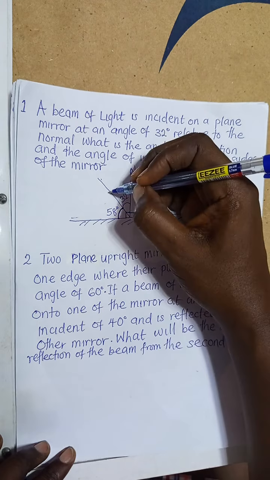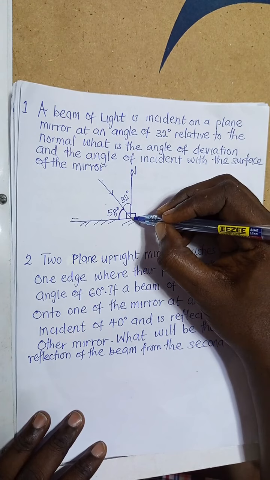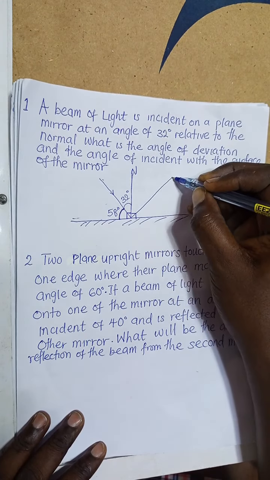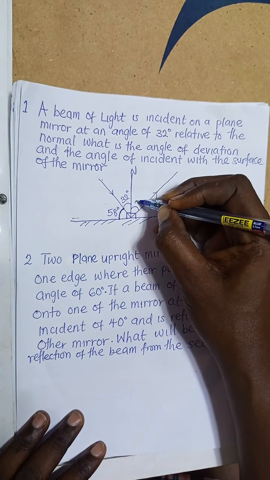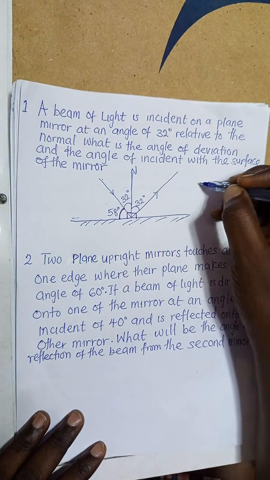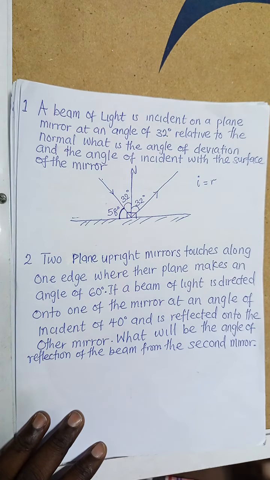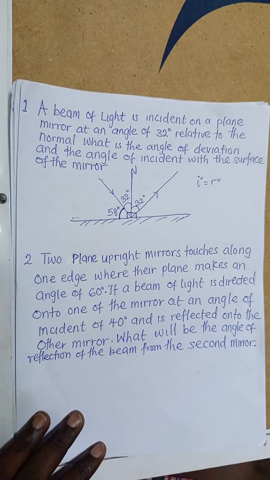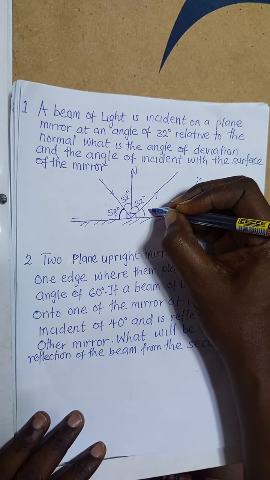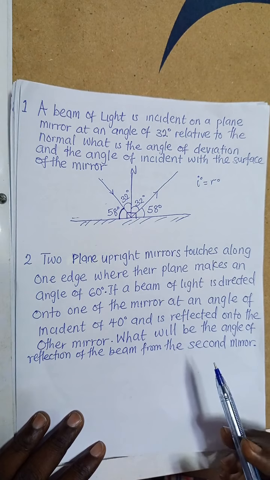Then don't forget that this angle of incidence at which it hits the mirror will also go out with an angle of reflection called what? 32 degrees. Knowing fully well that the law of reflection says that the incident angle is equal to the reflected angle. Please take note of that. So this angle will also be 58 degrees. I think we have solved the angle.